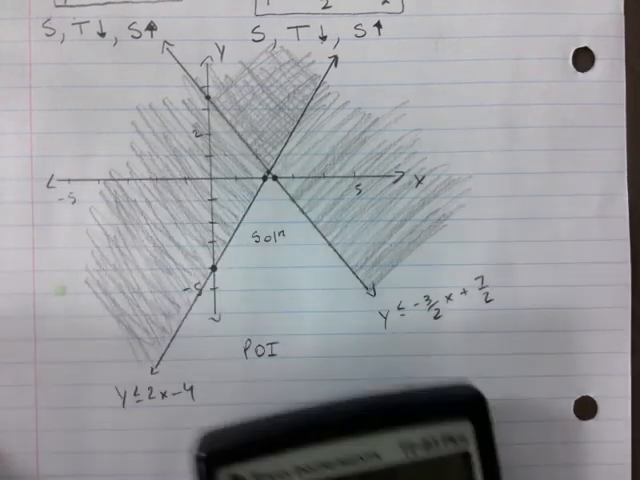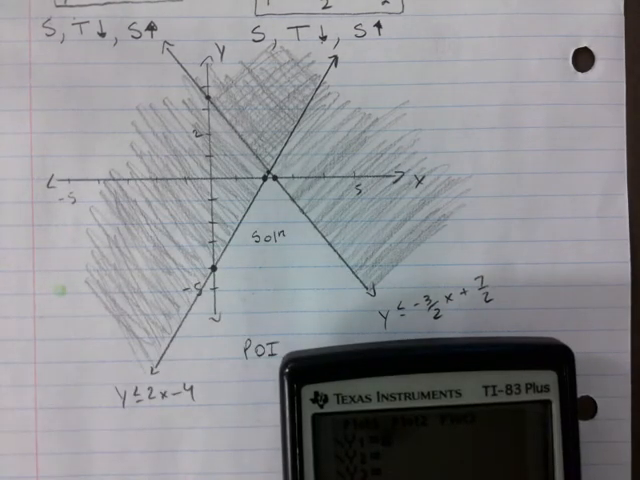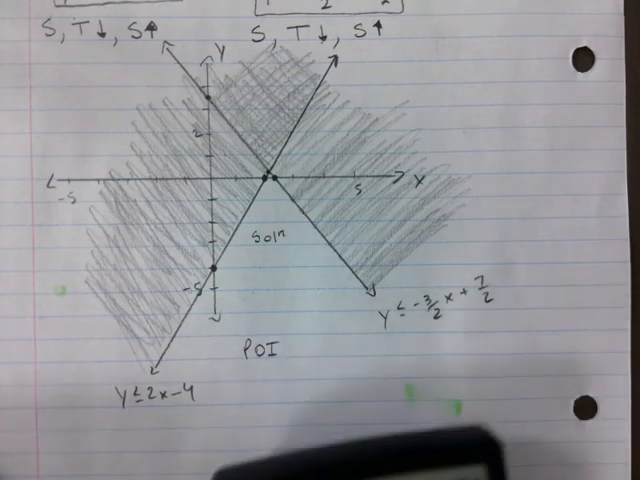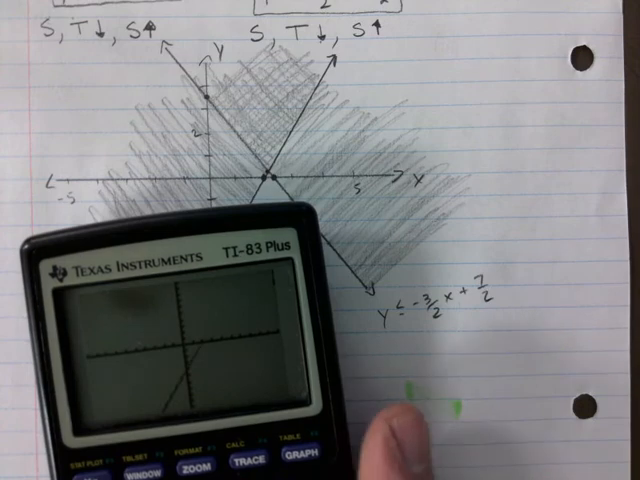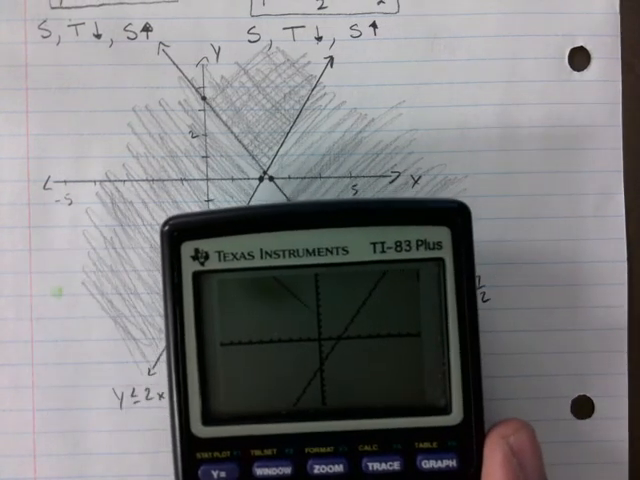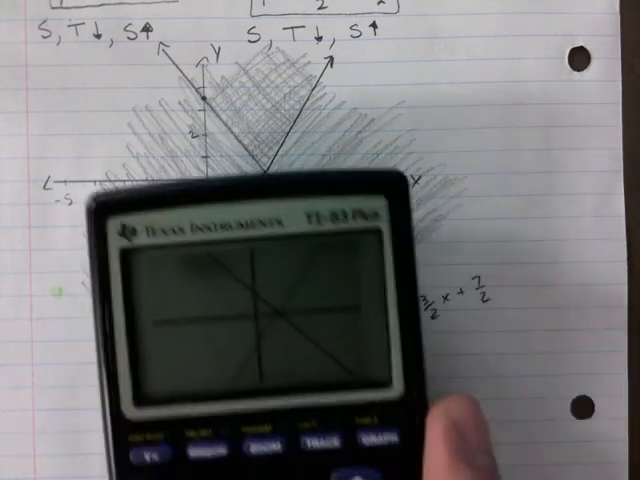So let's enter both of them. So I'm going to go 2x minus 4 and -3 over 2x plus 7 over 2. And I tend to do that in brackets as well. 7 divided by 2. And then the graph. There's the first one. There's my second one. It does look like it.